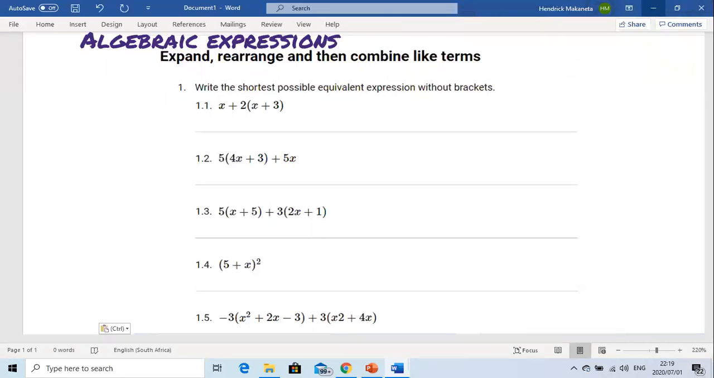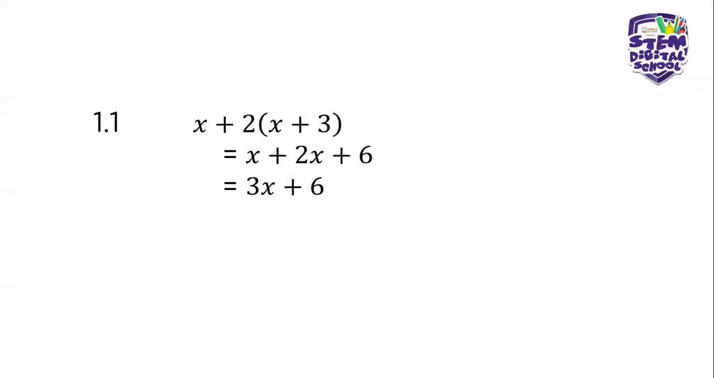Simplify the expressions. Let us simplify the expressions. So I can see Kylie and Tyrese, you have simplified the first one. And of course, you have 3x plus 6. Tyrese, I fully agree with you there. 3x plus 6 is the correct answer.